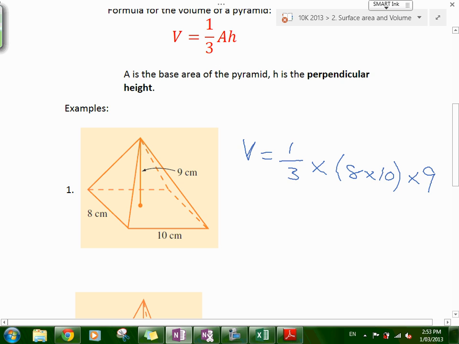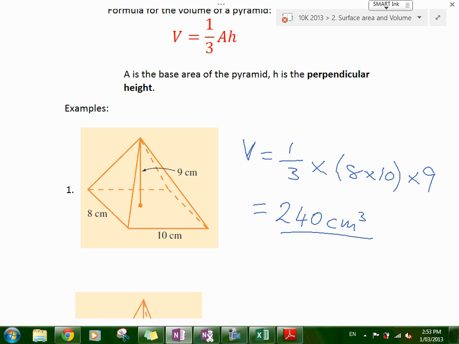So I've found 1/3 of the base times the height, and that is equal to 240 cubic centimeters. Any questions about that? So you're just using the formula, it's 1/3 of the base area times the height.